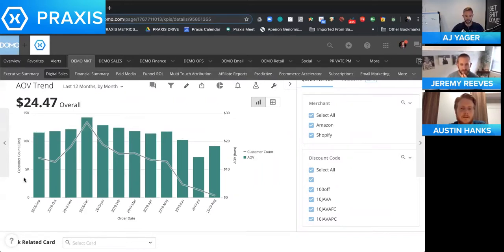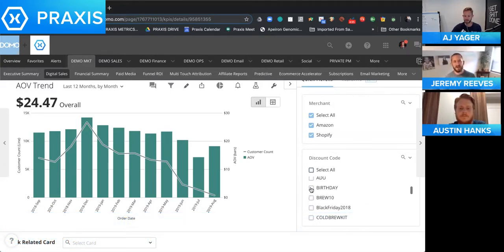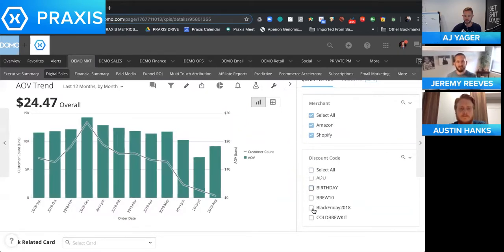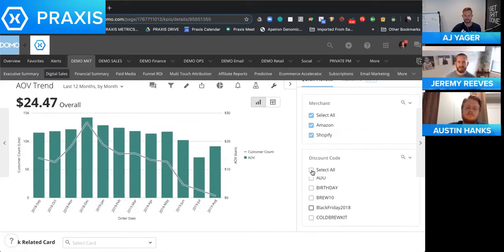One thing I like here that most people don't really do is looking at the discount code with AOV. If you're running promotions, a lot of people are worried that if they discount the product, people aren't going to come back, that it's going to cheapen the brand value. This is a way to actually prove that assumption. If you're doing massive discounts versus giving a bundle, the same price, but they're getting a gift or whatever.